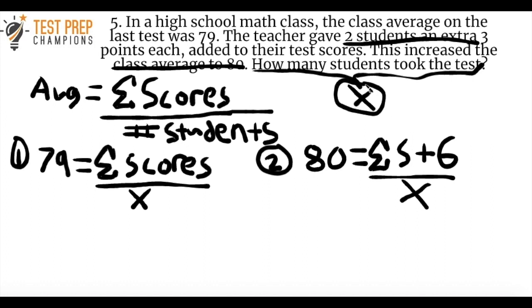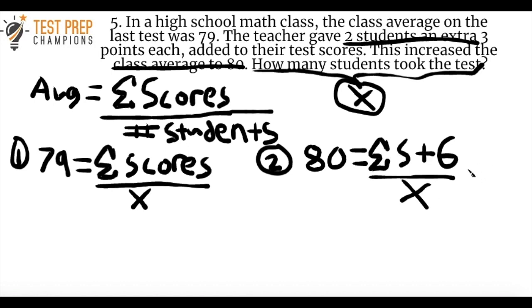So we've got 2 equations here, and what we want to do is solve one of them for the sum of the scores. The reason is that if we take equation 2, solve it for the sum of the scores, and then plug that sum of the scores into equation 1, that's going to help us solve for x. Okay, so let's take equation 2 right here, and let's solve it for the sum of the scores. So we want to get this sum S by itself. So we've got the sum of the scores plus 6 divided by x.